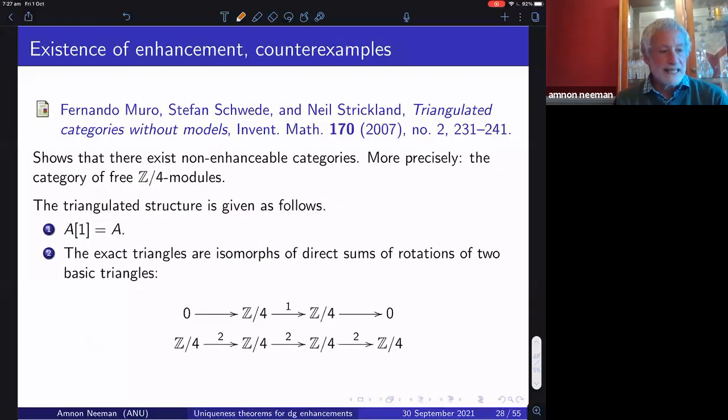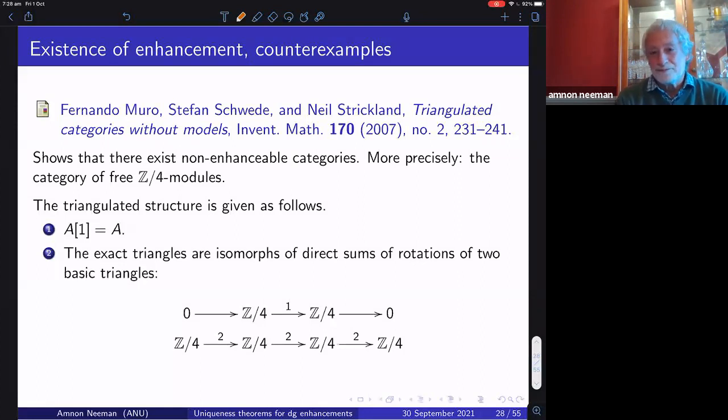So the first example of a triangulated category which has no enhancement is due to Muro, Schwede, and Strickland. And the category could hardly be simpler. It's the category of free modules over the ring Z mod 4. What could be simpler? I mean, if you want, you can take finitely generated free modules over the ring Z mod 4.